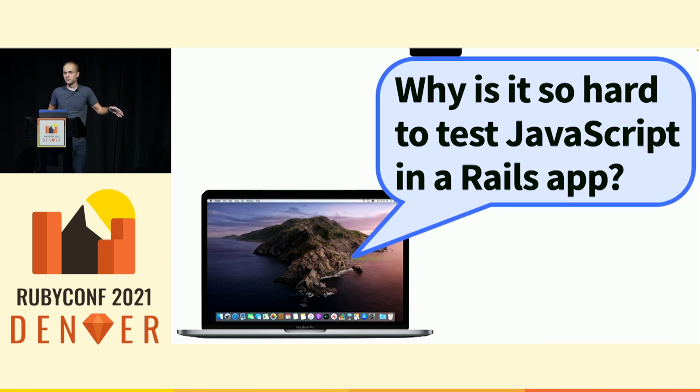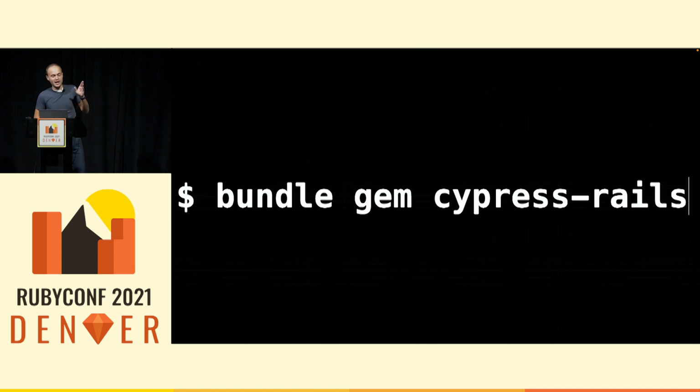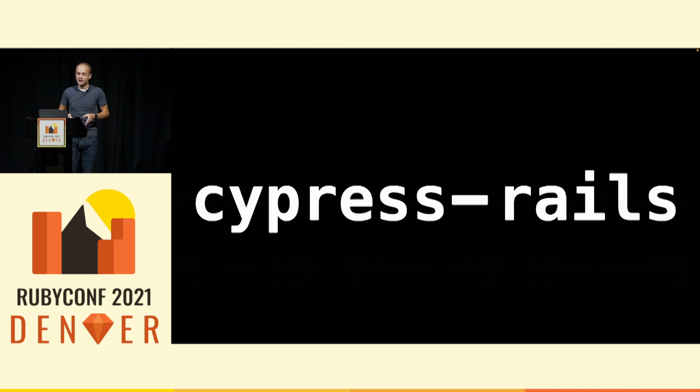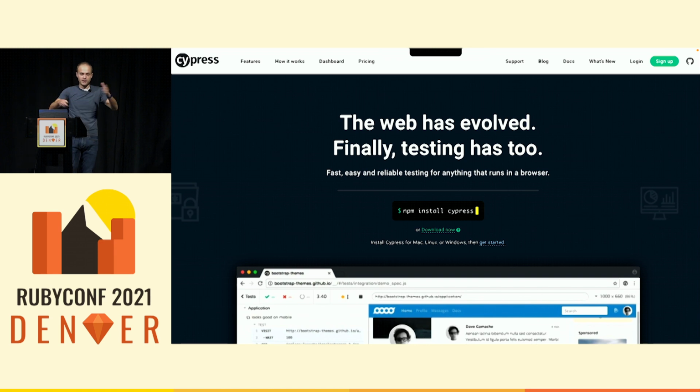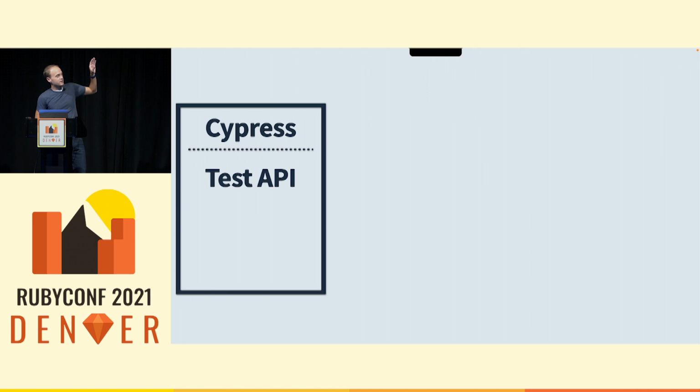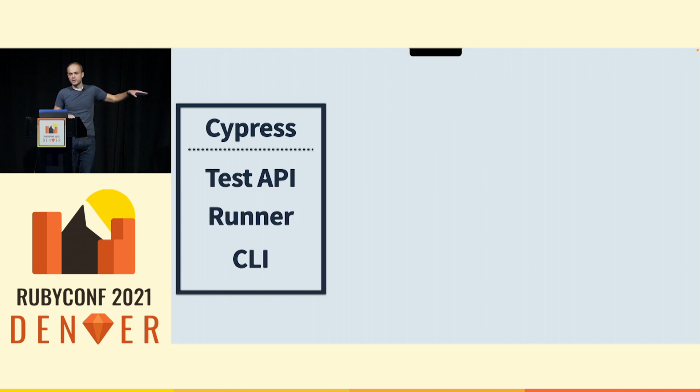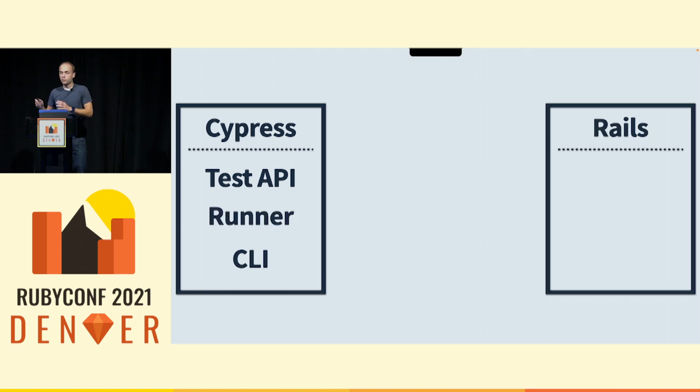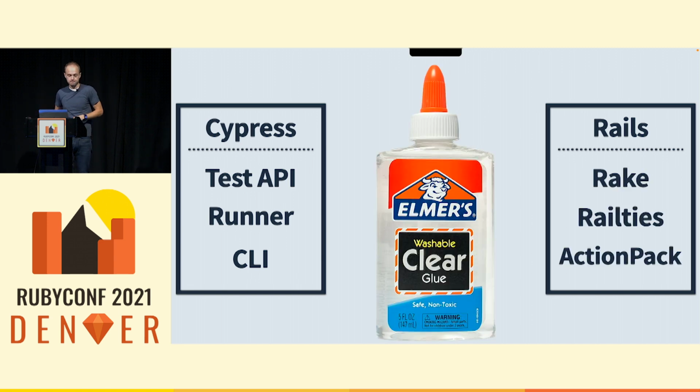Why is it so hard to test JavaScript in Rails? I learned some lessons this time, and I created a new gem called Cypress Rails. This is also a glue gem, and it connects Cypress, which is a web testing tool in JavaScript, with Rails, and it's got a test API, it's got a runner, it's got a great CLI. It brings more to the table. And on the Rails side, I just use more hardened pieces: Rake, Railties, Action Pack. And the glue's responsibility here is much less.